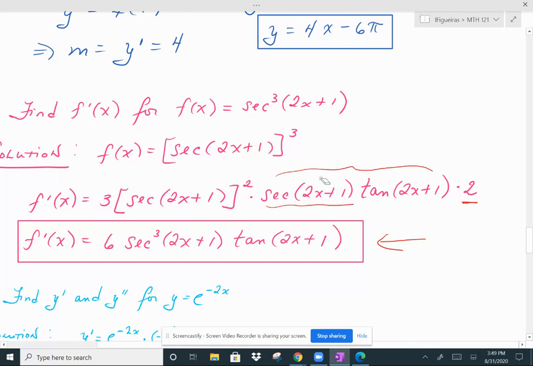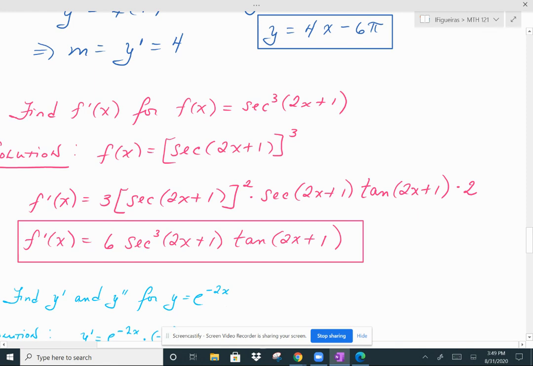Right, so it is possible to have more than an inner and outer layer. In this case, we had an inner, a middle, and an outer, and you start with the outer function first when you're taking the derivative, and then you take the derivative of the middle one, which is this part here, and then finally the derivative of the innermost function, and then simplify anything that is possible to simplify.